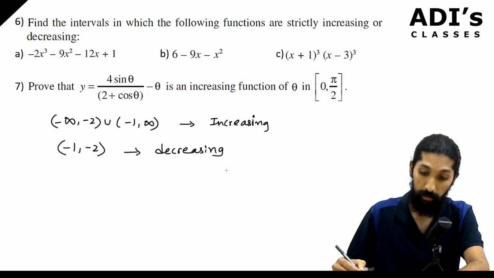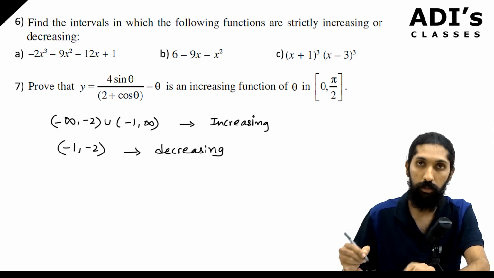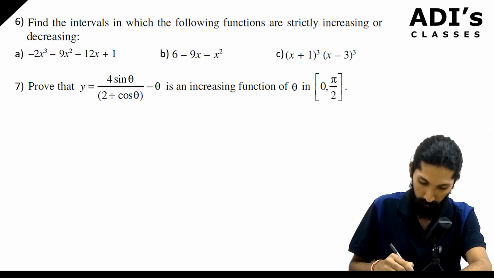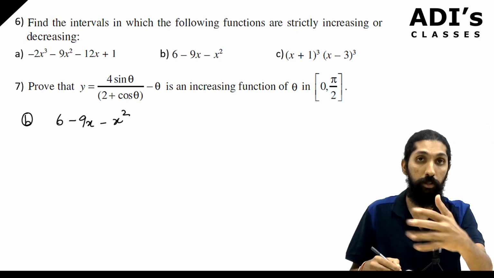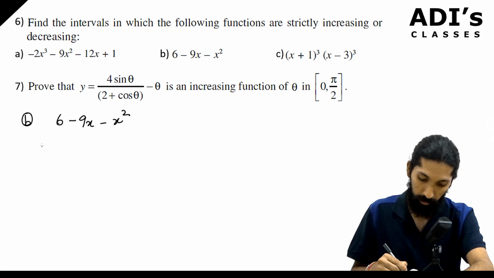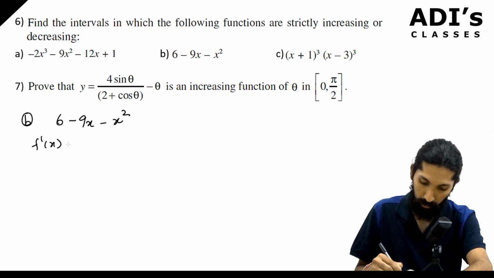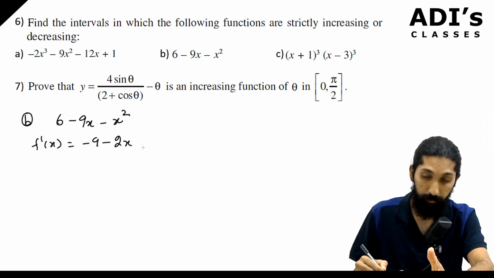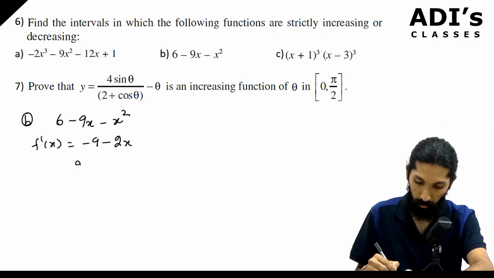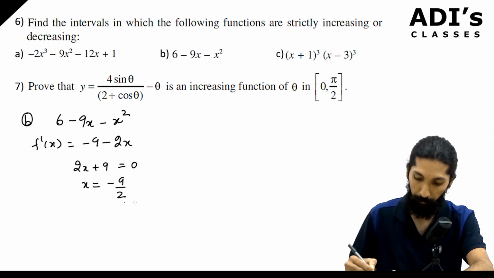Fine. Let's do the second one now. Very similar to this one. All right. Second one: 6 minus 9x minus x square. Differentiate. When you differentiate, f dash of x becomes minus 9 minus 2x, right? Equate this to 0. So when you equate it to 0, you'll get 2x plus 9 is equal to 0. x is equal to minus 9 by 2, right?